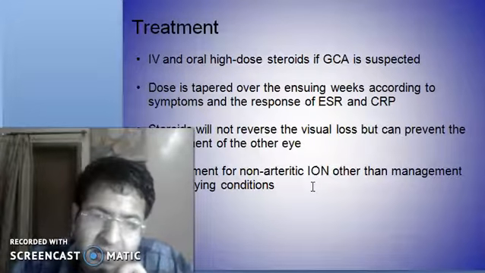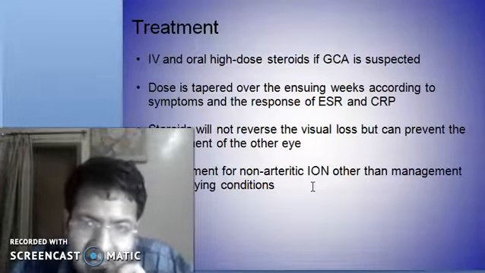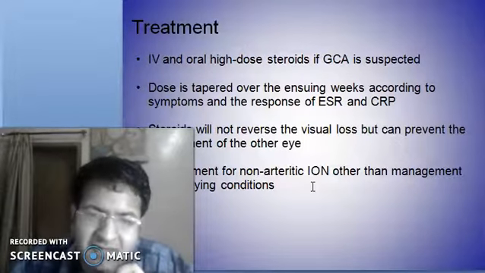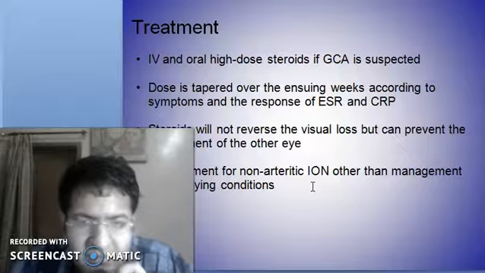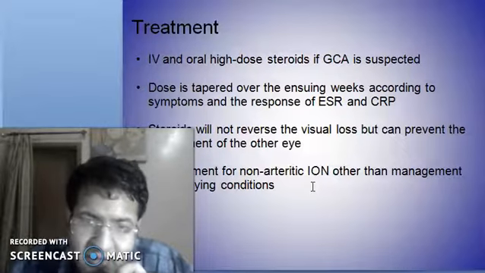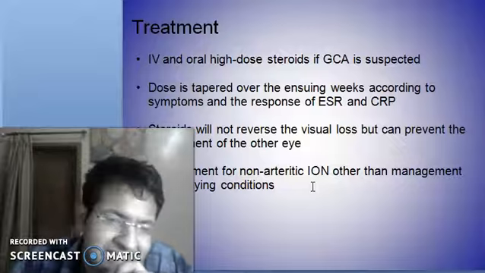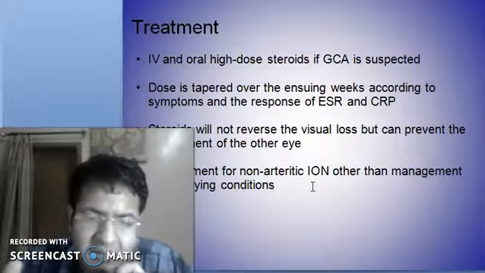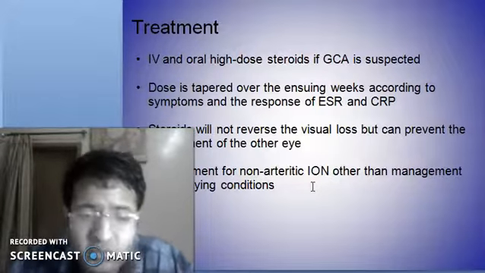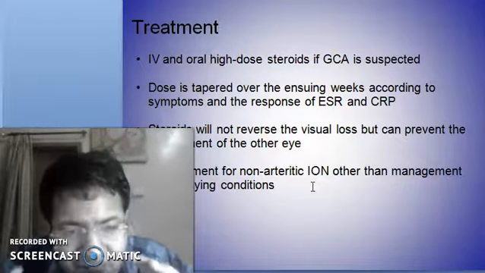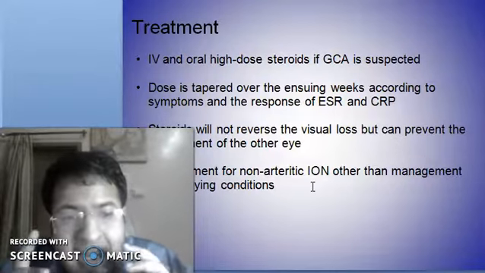What is the treatment? Intravenous and oral high-dose steroids have to be started at the first visit if giant cell arteritis is suspected. The dose of these drugs is tapered over ensuing weeks according to the symptoms and response of ESR and CRP levels. This is a major point: steroids will not reverse the visual loss.